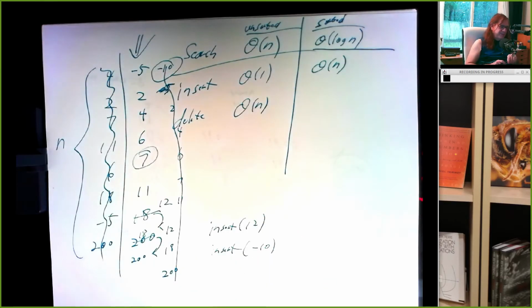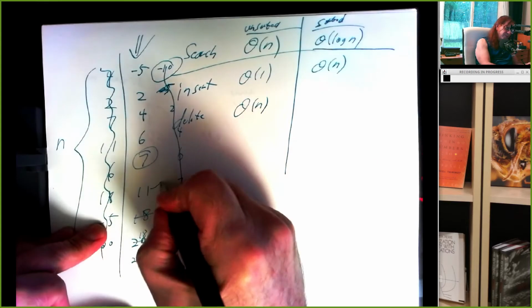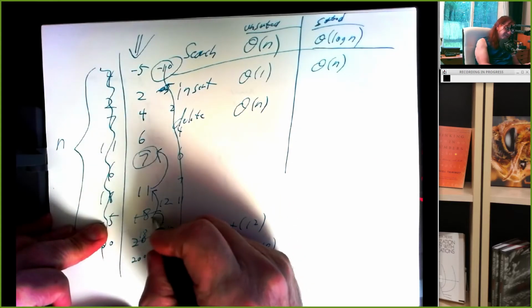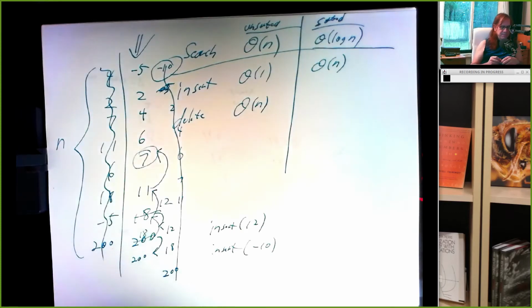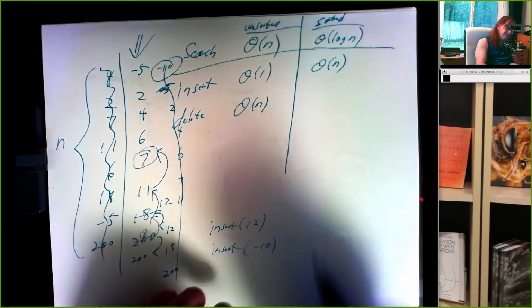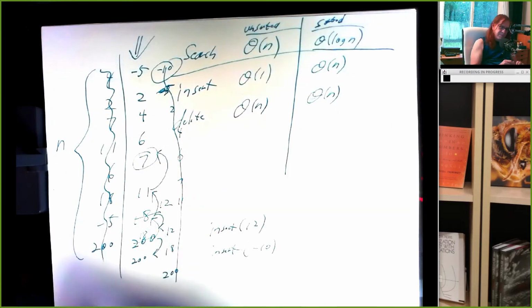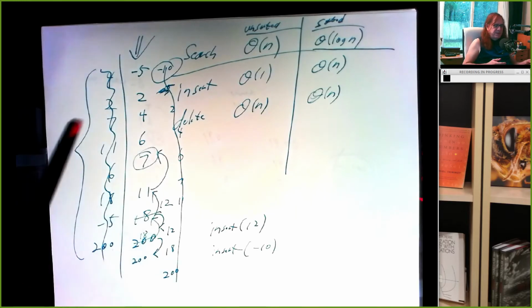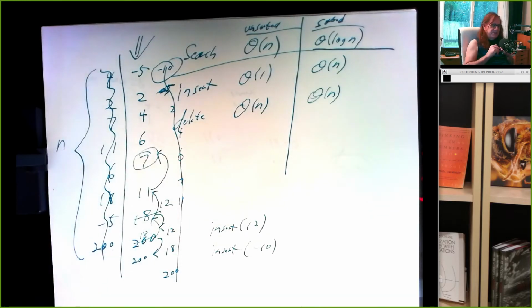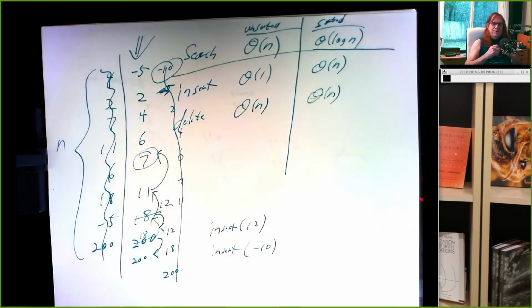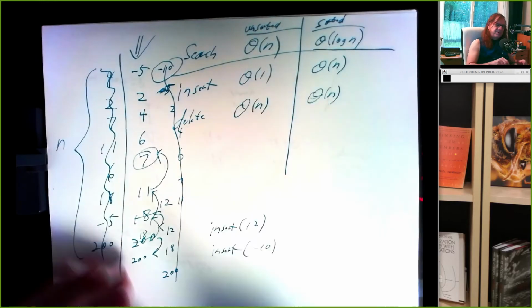If I want to delete the 7, really what I have to do is move the 11 up there, and move the 18 here, and move the 200 up here. And so delete is going to be order n also. It's actually going to be n plus log n, because I still need to find the thing I'm inserting or deleting. You know, find the right spot in here. But n is so much bigger than log n that these end up just being order n.